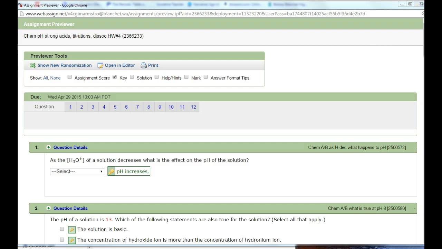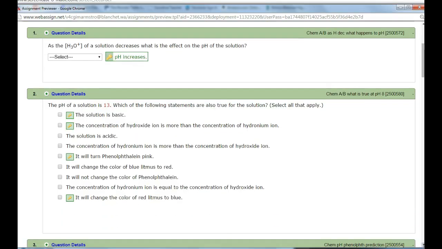So let's begin. The first question says, as the acid part of a solution decreases, what is the effect on the pH of the solution? So if your acid part is decreasing, that means that your pH is getting higher. You're becoming more basic. Surprise for most of you.